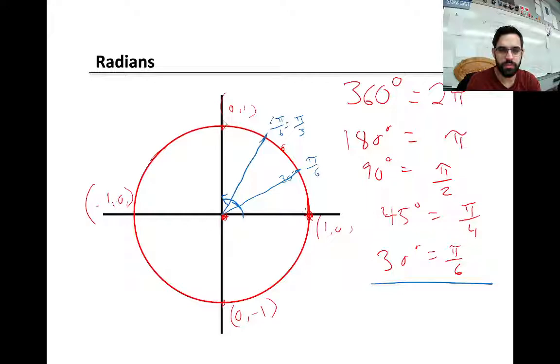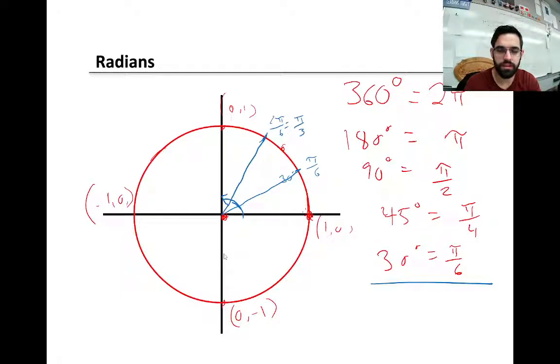If I go straight up, we get the point 0, 1. If I go straight left, we're going on the negative x value, so going left 1 is negative 1, 0 would be this point. If we go down 1, we get 0, negative 1.